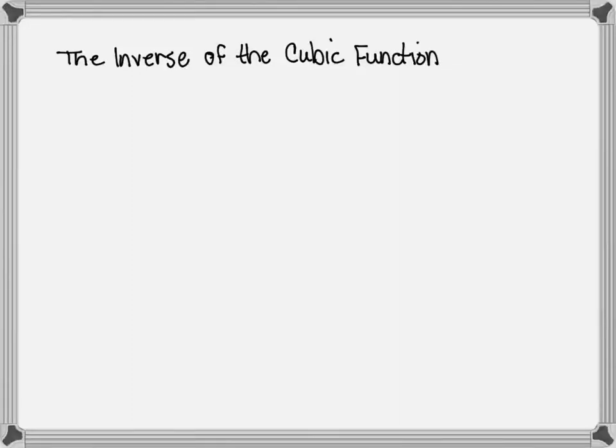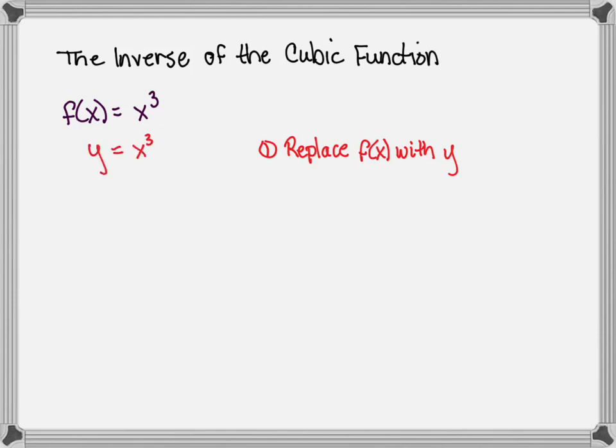Let's find the inverse of the cubic function. So the cubic function is f of x equals x cubed. And to remind you of what the steps are for finding inverses, first we will replace f of x with y. So I'll write this as y equals x cubed.